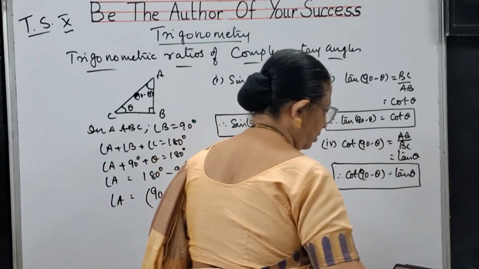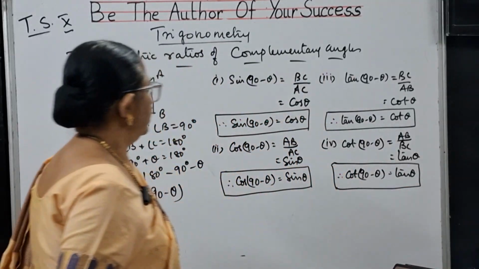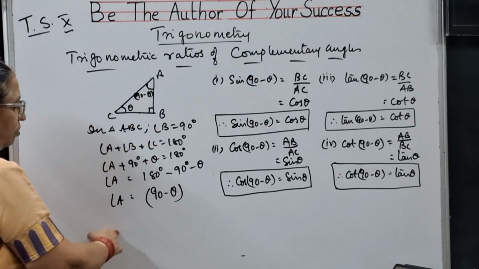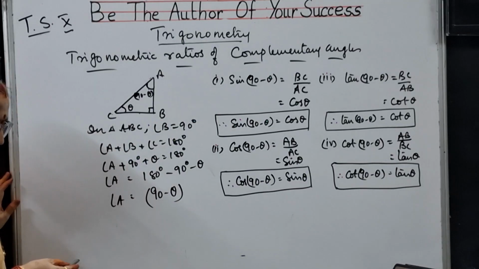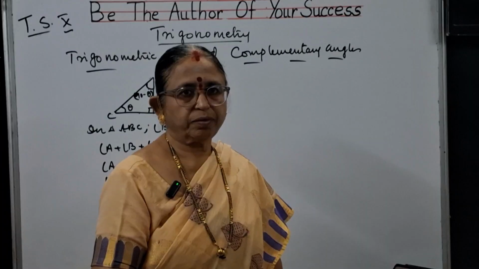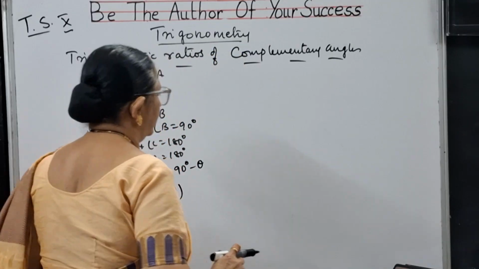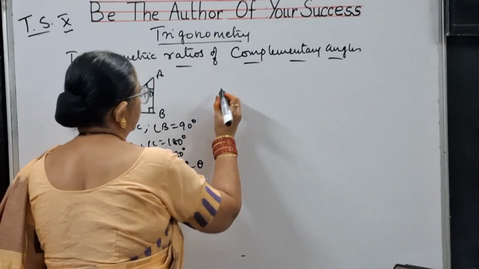So, note it down, children. These are the derivatives. You may get them in short answer type questions. Prove that sine 90 minus theta is cos theta. You need to do it in this way. Note it down, children. So we have done sine 90 minus theta, cos 90 minus theta, tan 90 minus theta, cot 90 minus theta.